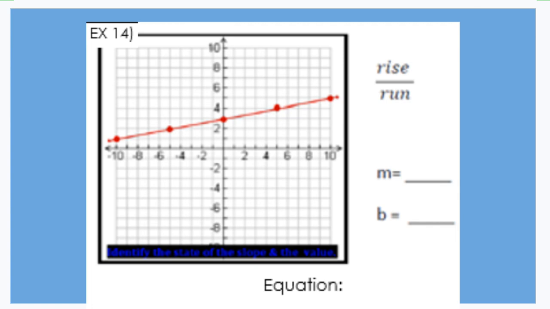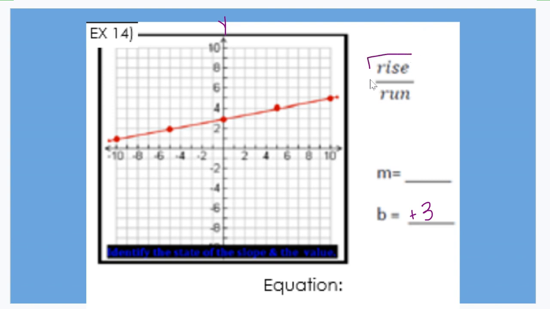Example 14. Let's start by finding our y-intercept, our b. Follow your y-axis until you find where the line crosses. And it crosses between 2 and 4. So that would be a positive 3. So b is positive 3. If you want to put the plus sign, you can.